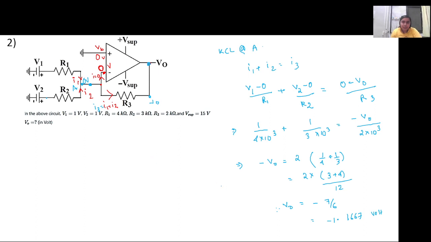Are you getting the value of V naught to be minus? Yes, ma'am. Right. Now this is within the supply voltage, right? This 1.1667 is between 15 and minus 15. So the output voltage will be minus 1.1667. Is this fine? Yes, ma'am. Okay. If there are no questions, then we'll move to the next one.